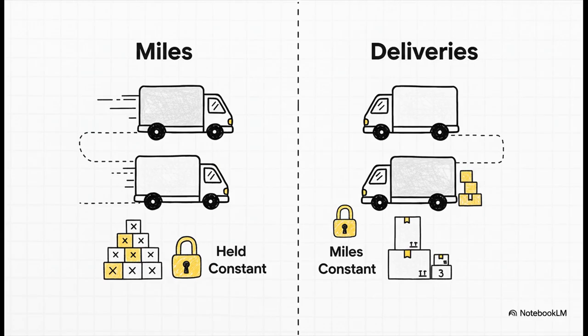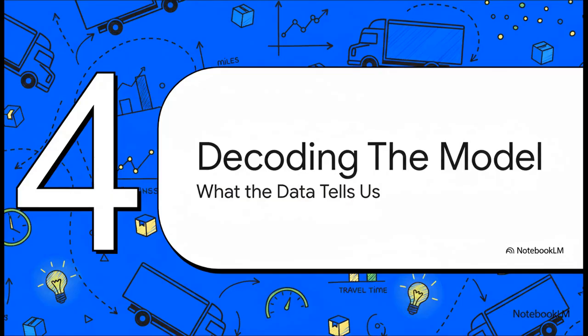It can tell us the specific impact of adding 1 more mile to a trip while holding the number of deliveries steady. And at the same time, it can tell us the impact of adding 1 more delivery while holding the mile steady. It's like being able to isolate and listen to just the violin in a full orchestra. Okay, so let's actually apply this powerful tool to our Butler Trucking data and see what it spits out. What does the complete picture really look like?